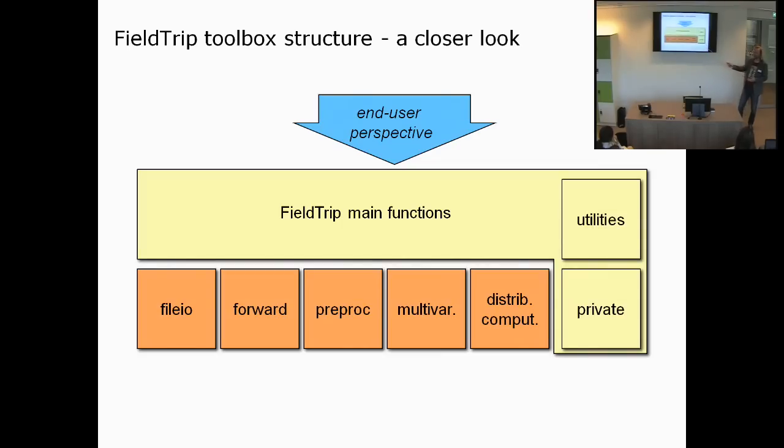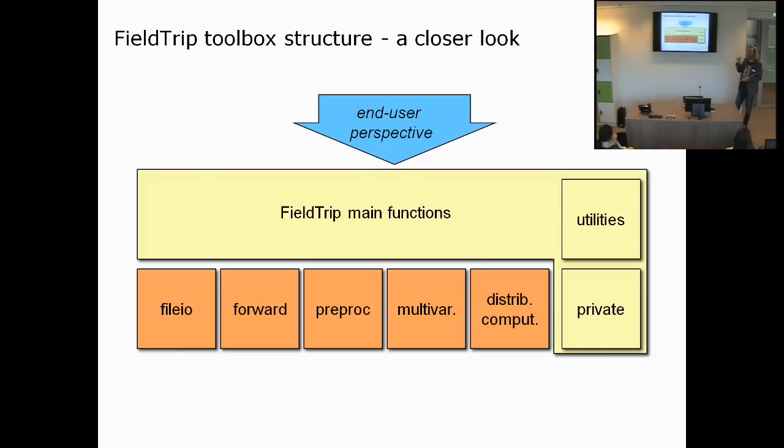functions are distributed over a whole bunch of small mini toolboxes. So we have a small toolbox for file I/O. That's the one that we're sharing with EEG Lab and with SPM. We have a toolbox for forward modeling, for pre-processing, for multivariate analysis, for connectivity analysis, for distributed computing, and for a whole bunch of other things. And by organizing the toolbox in this way, we can more easily collaborate with other research teams.